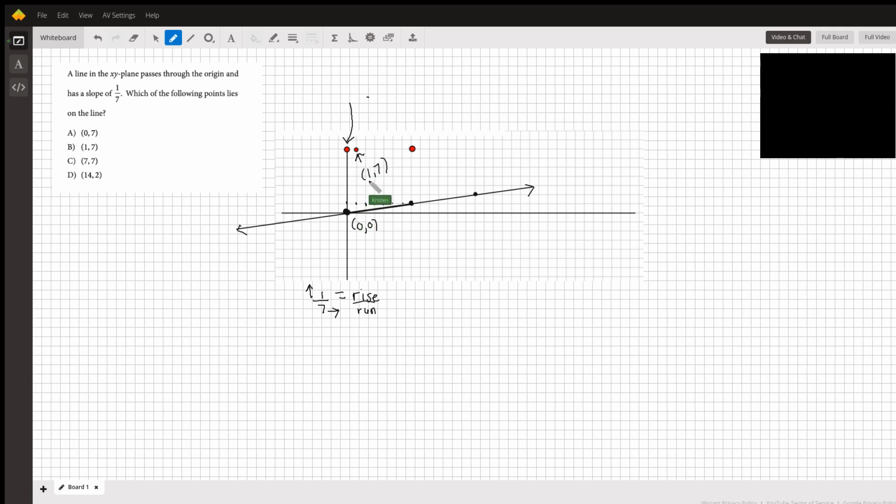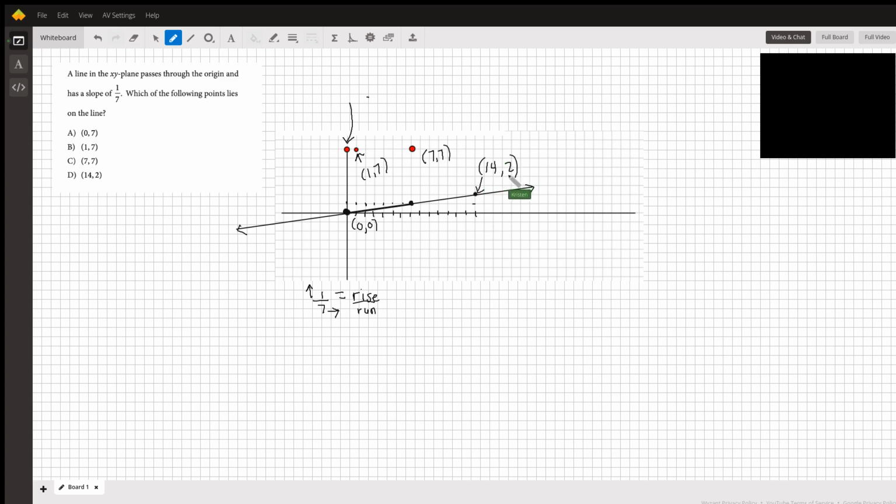Here's the second point, 1, 7. Does that point lie on our line? Clearly it does not. The third point is 7, 7. Does that one lie on the line? No, clearly it's far above the line. And spoiler alert, the last point is going to work, right? And so let's test that out. 1, 2, 3, 4, 5, 6, 7, 8, 9, 10, 11, 12, 13, 14, and up to 2. That point does lie on our line.